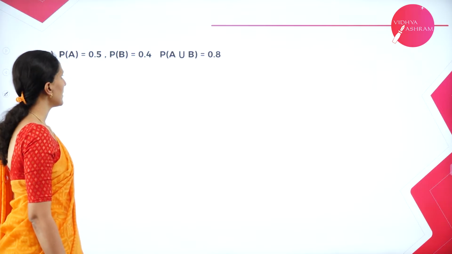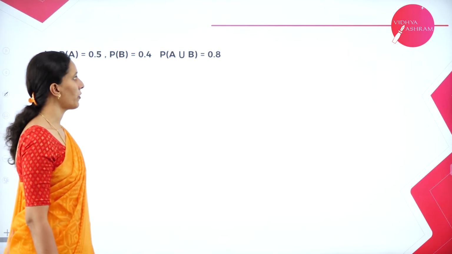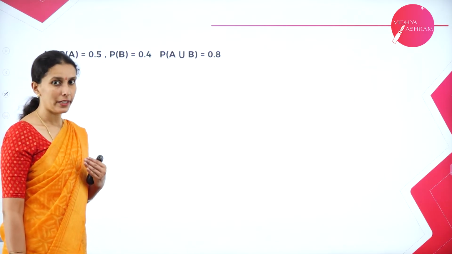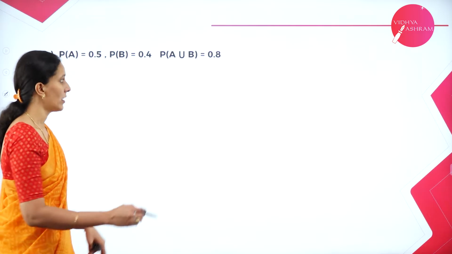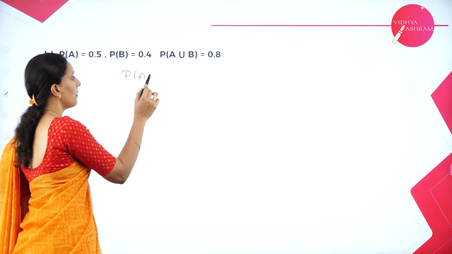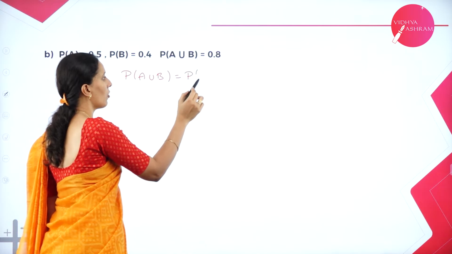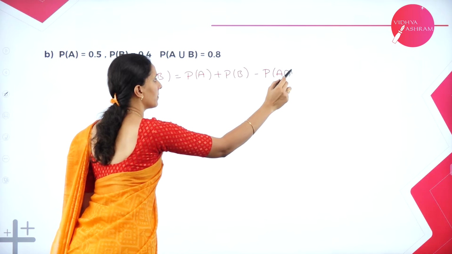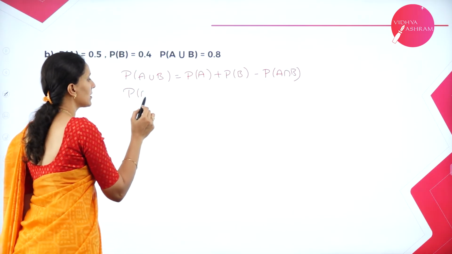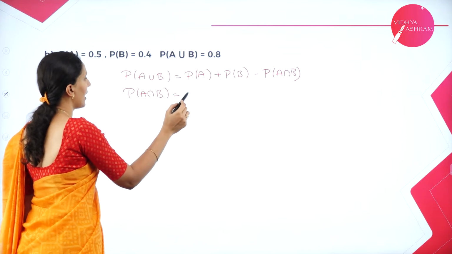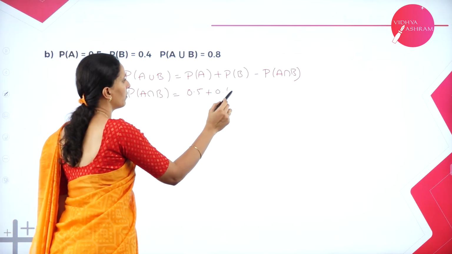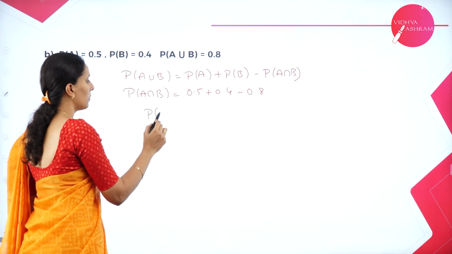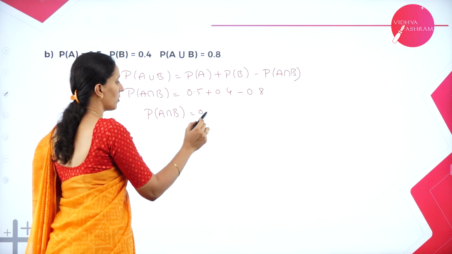Next one, P of A is equal to 0.5, P of B is 0.4, P of A union B is 0.8. We need to calculate A intersection B to check whether they are consistently defined. So let us verify. We have probability of A union B is equal to P of A plus P of B minus P of A intersection B. So if we want P of A intersection B, we can write it as 0.5 plus 0.4 minus 0.8. 0.9 minus 0.8, we get probability of A intersection B is equal to 0.1.